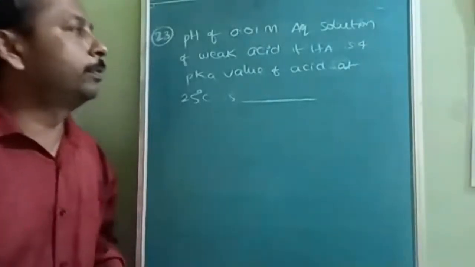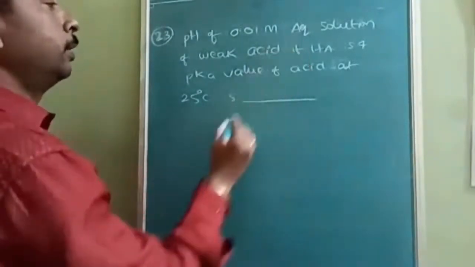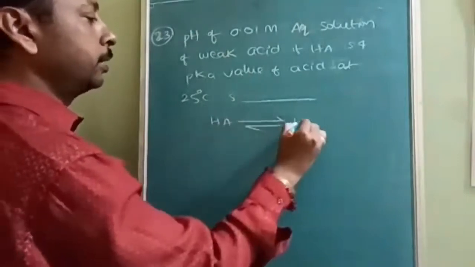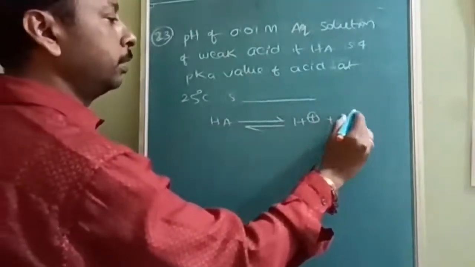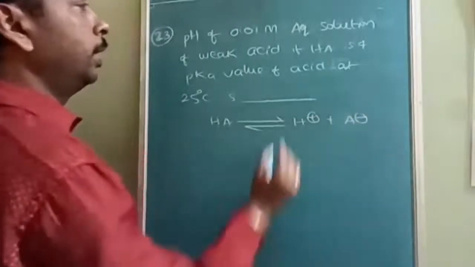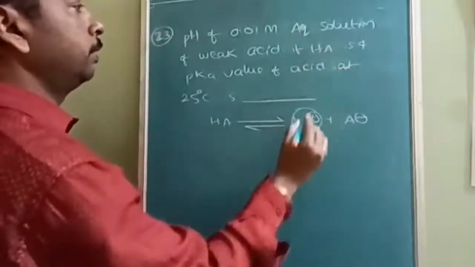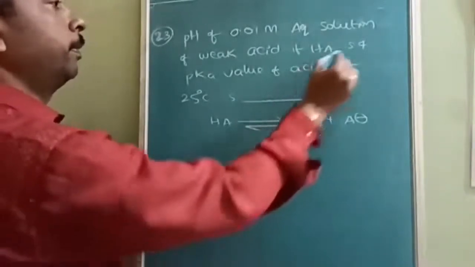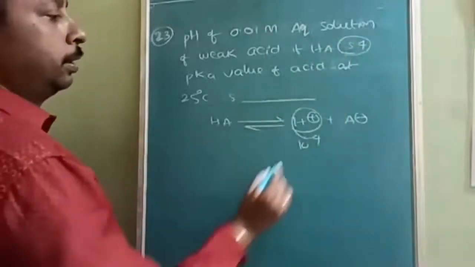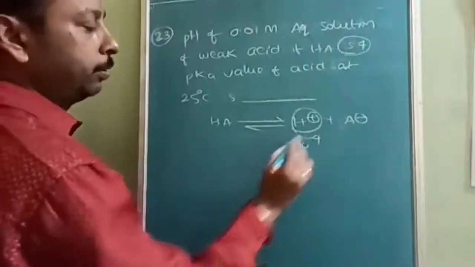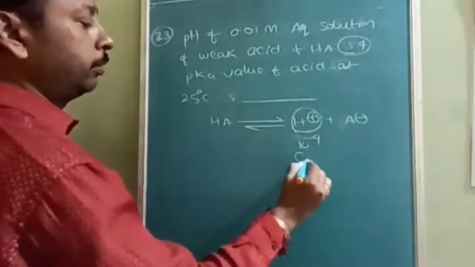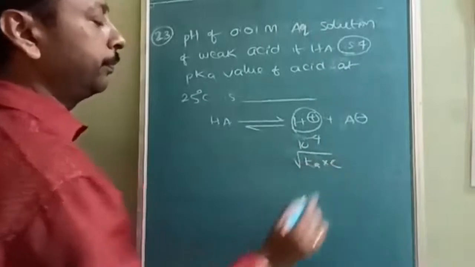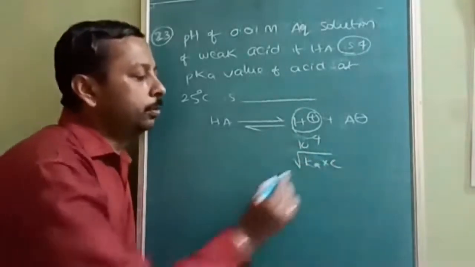Okay, very simple question, but appearing to be tough. See, weak acid HA will liberate as H positive plus A minus. Okay, and pH is given. So pH is how much? 4. If pH is 4, then the concentration of H plus will be 10 to the power of minus 4. But according to this, it will be square root of Ka into C.